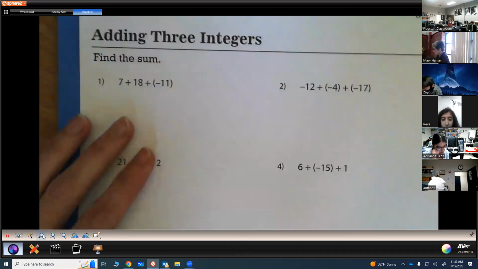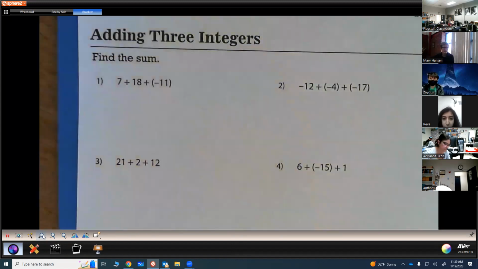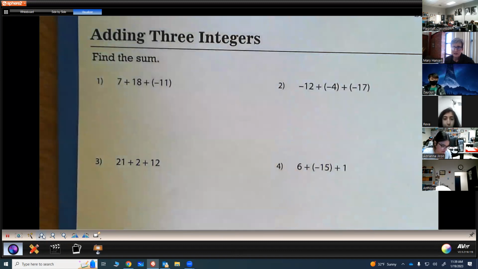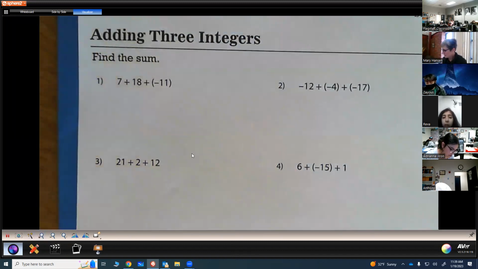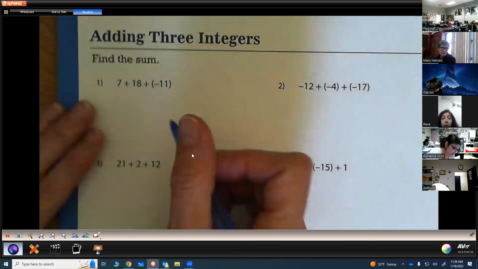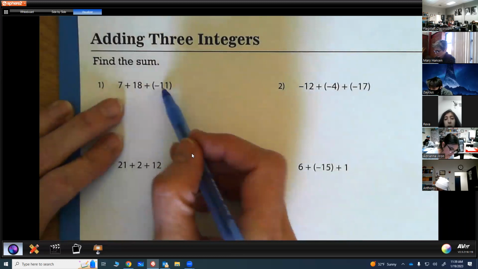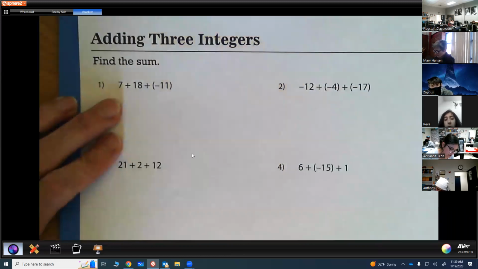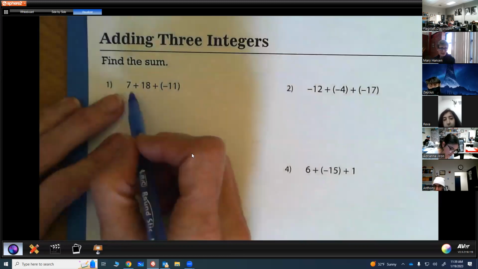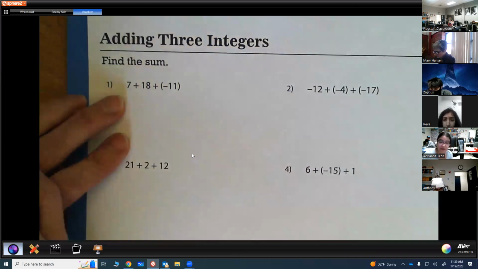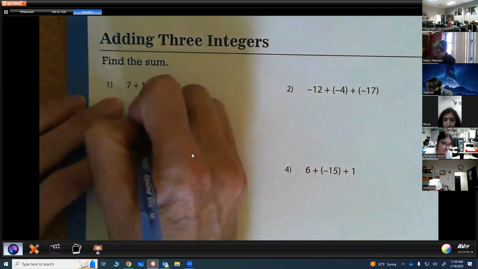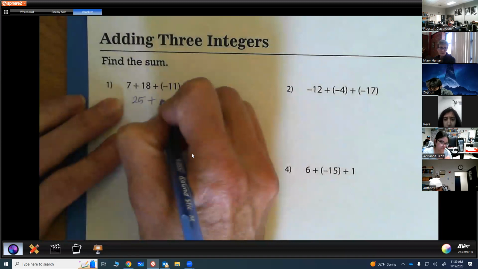Okay. The next page, adding 3 integers. Isn't much different, except you're going to be adding the first 2 numbers and then adding the third number. So if I look at number 1, I'm going to add 7 plus 18, which are both positive, and I'm going to get 25 plus -11.